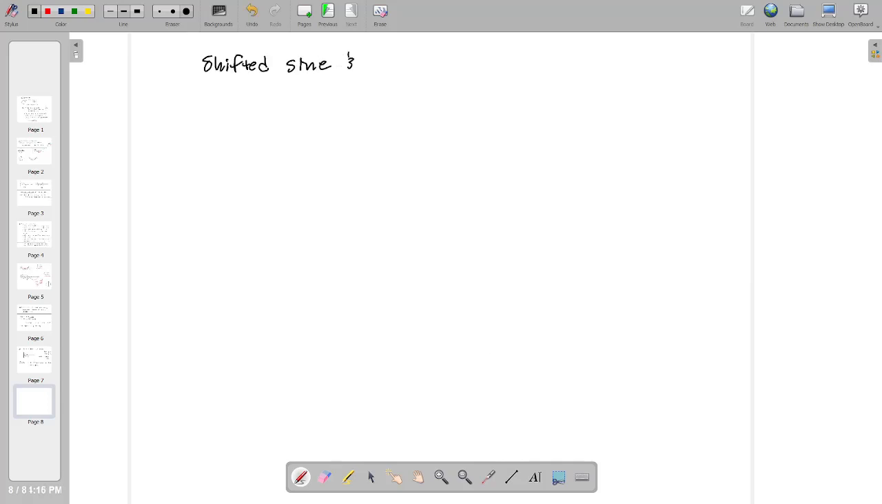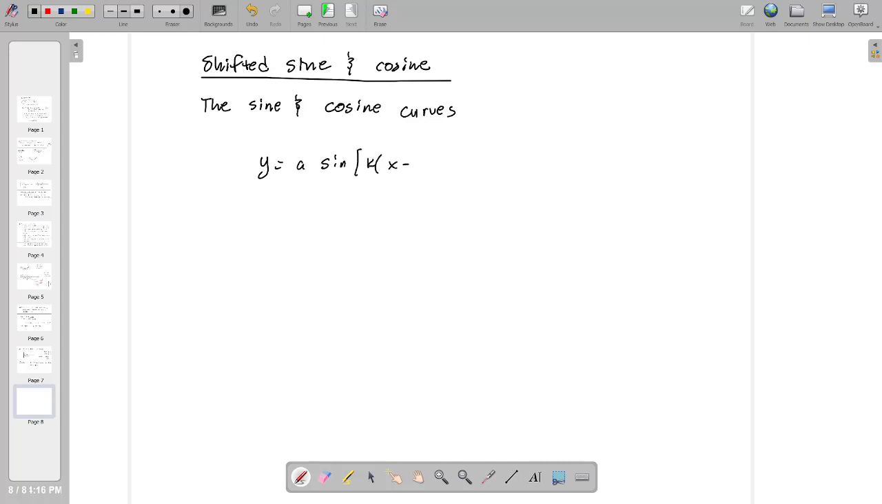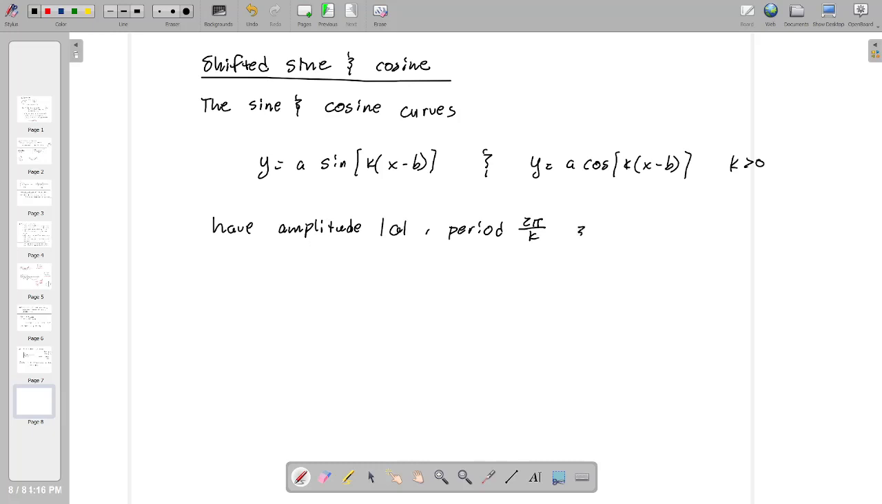Shifted sine and cosine. The sine and cosine curves y equals a sine k times x minus b, and y equals a cosine k times x minus b, where k is greater than 0, have amplitude absolute value of a, period 2 pi over k, and horizontal shift b.